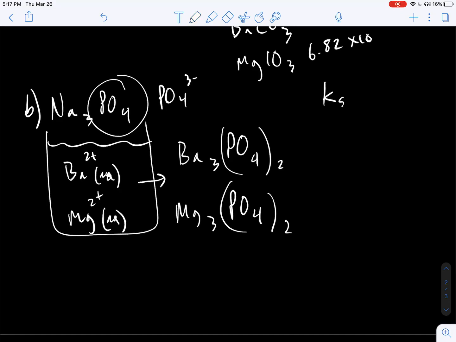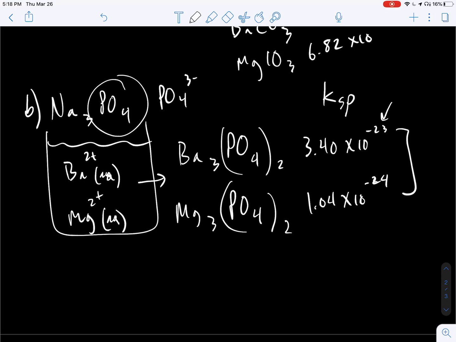And let's look up the KSP values for these. And I actually have these in front of me here. Barium phosphate has a KSP value of 3.40, check this out, times 10 to the negative 23rd. That's a pretty good indication that that would fall out of solution pretty easily. But what about magnesium phosphate? Its KSP value is 1.04 times 10 to the negative 24th. So these are only one order of magnitude off.